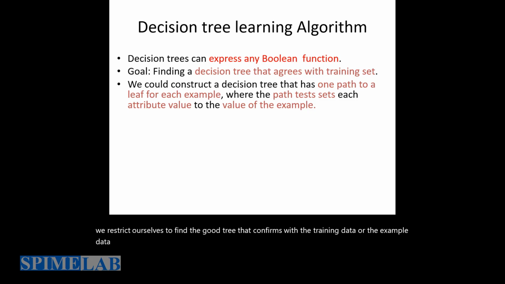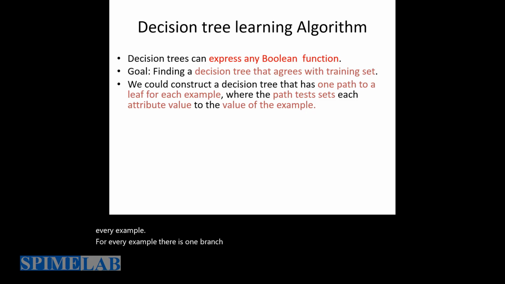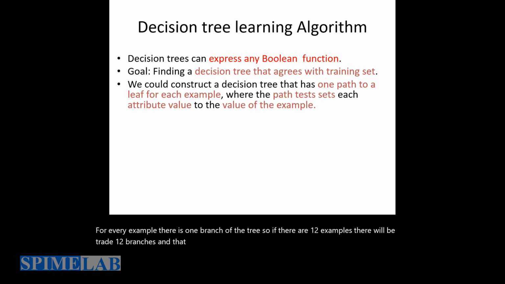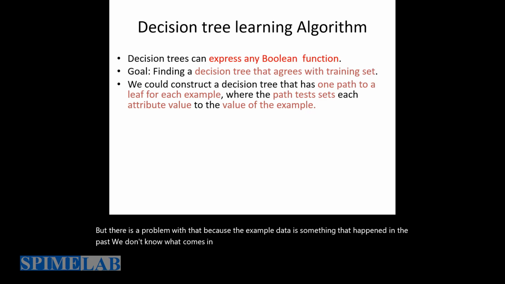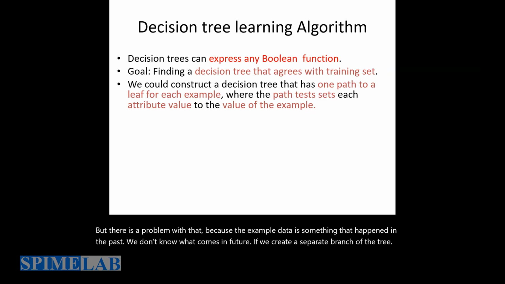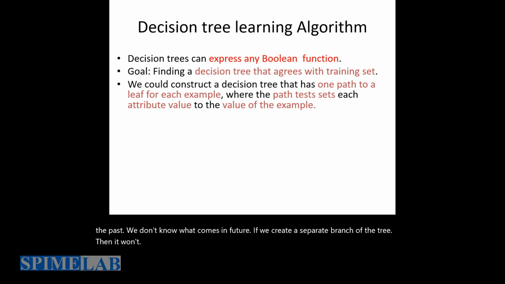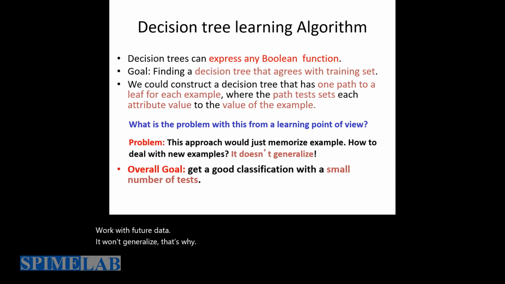In that case, our naive option can be that we create one branch of the tree for every example. For every example, there is one branch of the tree. So if there are 12 examples, there will be 12 branches, and that tree will be consistent. But there is a problem with that because the example data is something that happened in the past. We don't know what comes in future. If we create a separate branch of the tree for each example, then it won't work with future data. It won't generalize. That's why we need to have another way.